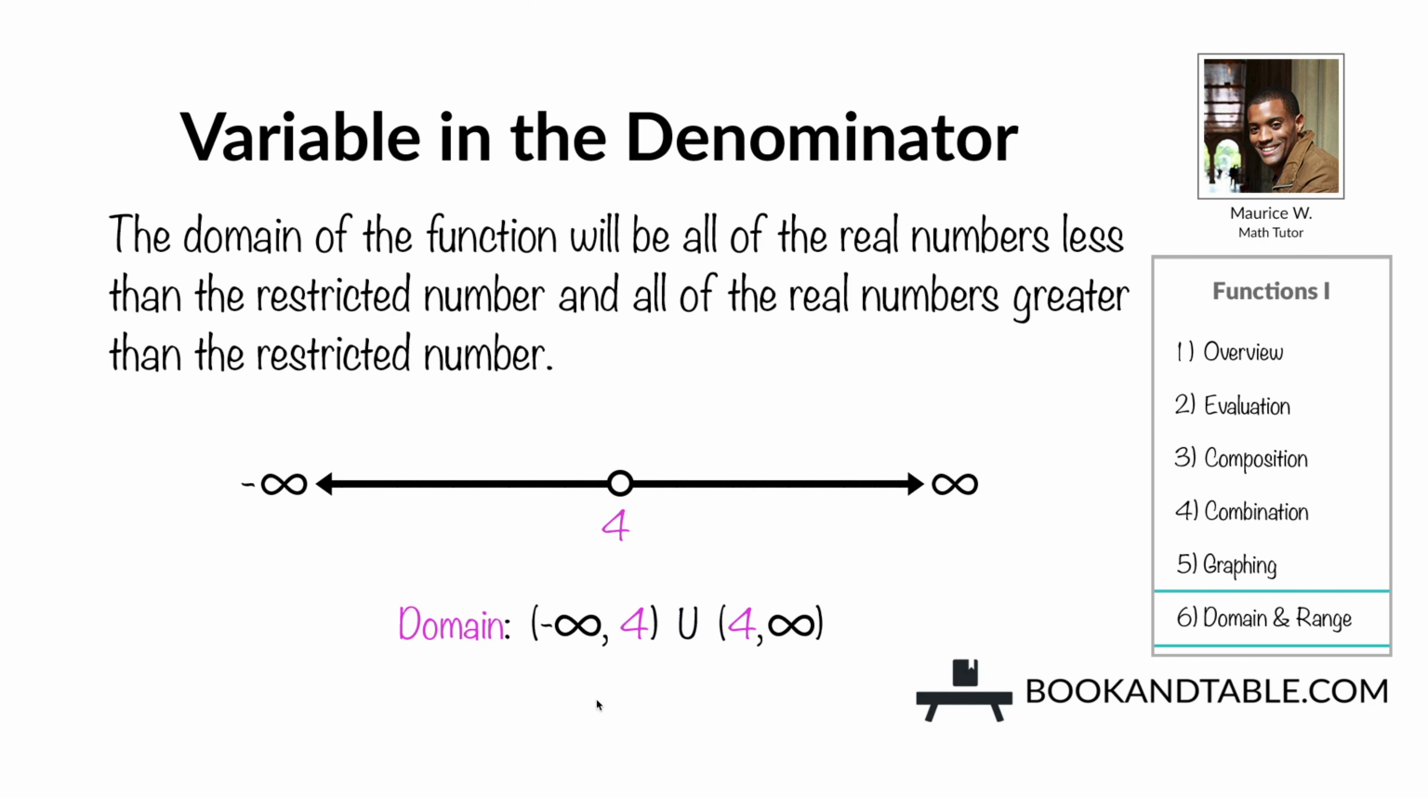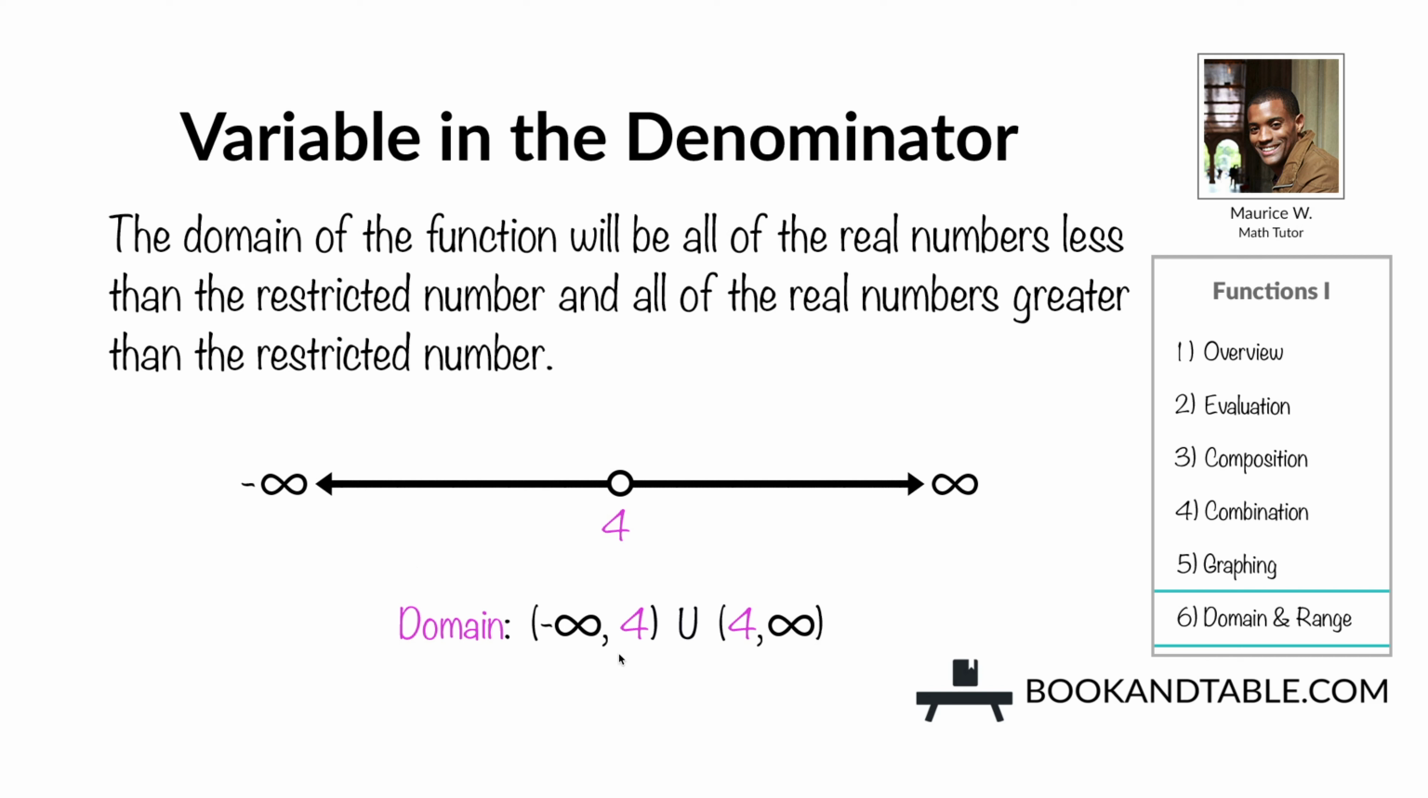The domain of the function will be all real numbers less than the restricted number, and all of the real numbers greater than the restricted number. So in our case, where x cannot equal 4, it is all the numbers from negative infinity up to 4, but not including 4. So the first interval would be from negative infinity as the first entry, and positive 4 as the second entry. Parenthesis to the right, since 4 is not included. A union symbol between the intervals, and then the second interval is from 4 to positive infinity. So in the current example, this would be the domain.